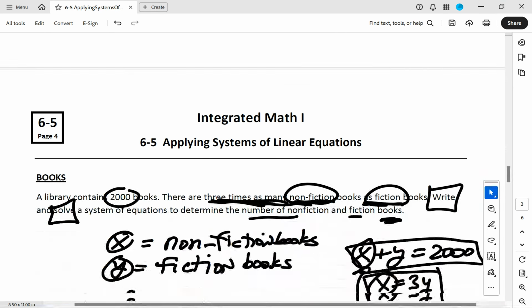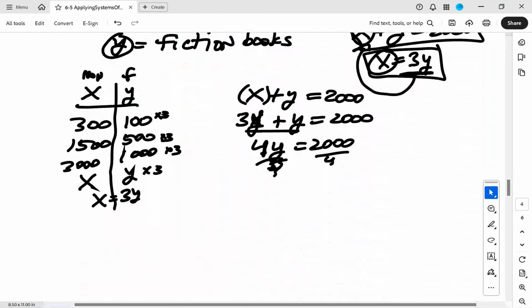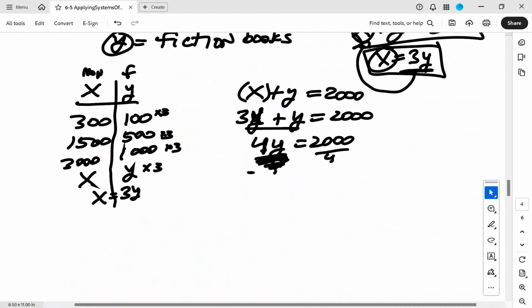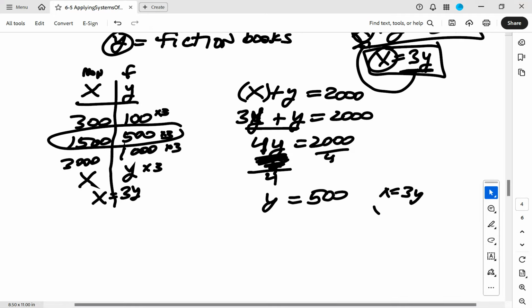hold on, let me get this back to where it should be. Okay, so when we divide over here by 4, we get y, and 4 goes into 2,000 500 times. Ooh, so I actually had it over here, that if there's 500 of those, then with x equals 3y, x equals 3 times 500, and that's 1,500.